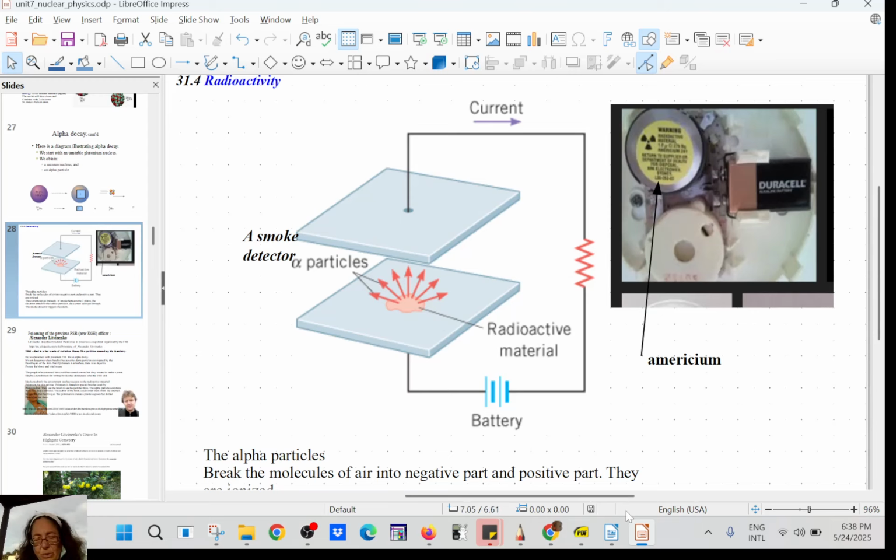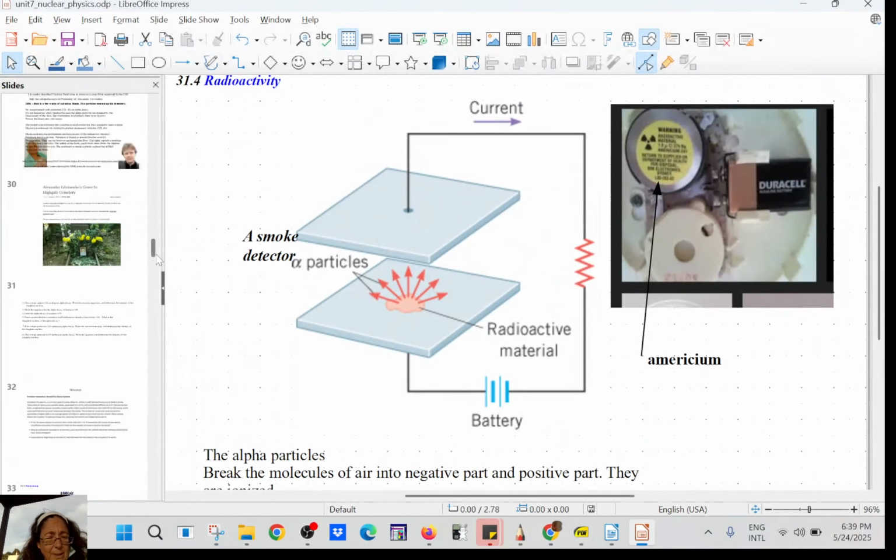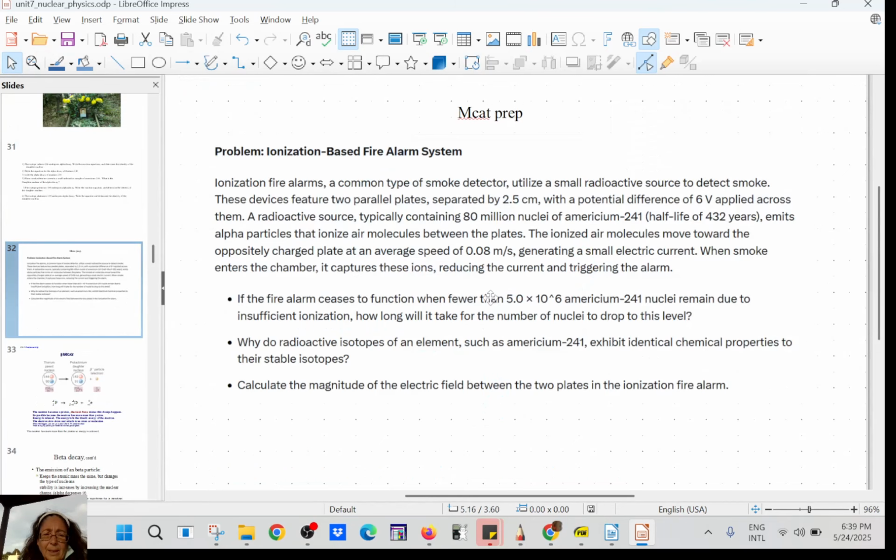So they try to confuse you with the whole story, but actually the problem is very simple. Okay, so what is the problem asking? So they say, how long does it take, radioactive decay, how long does it take to go from 80 million nuclei to 5 million nuclei? Knowing that every 432 years, the number of nuclei will be divided by 2.